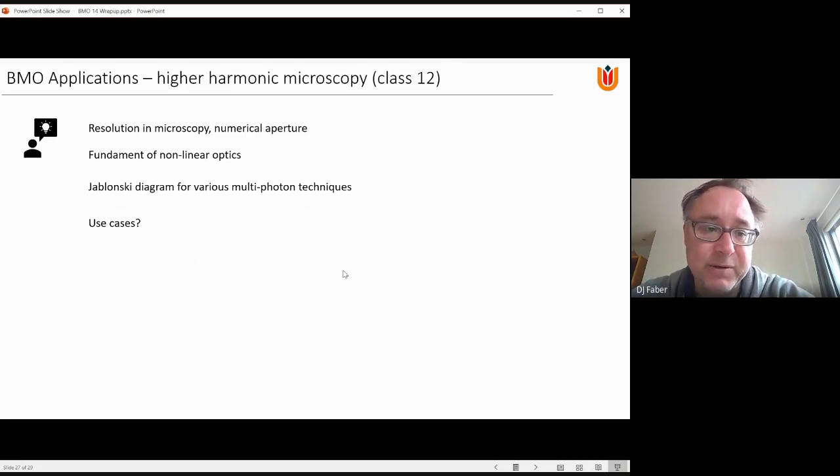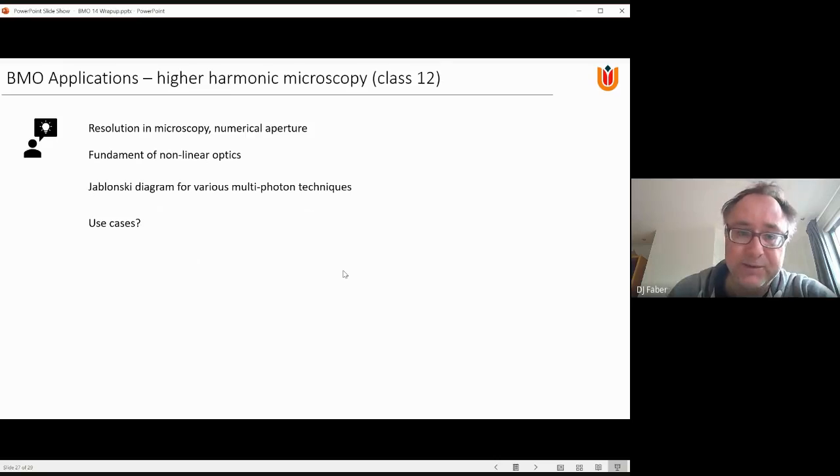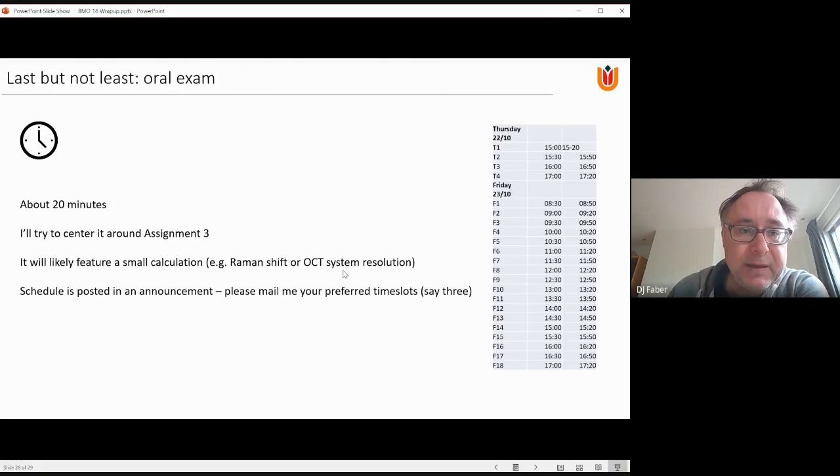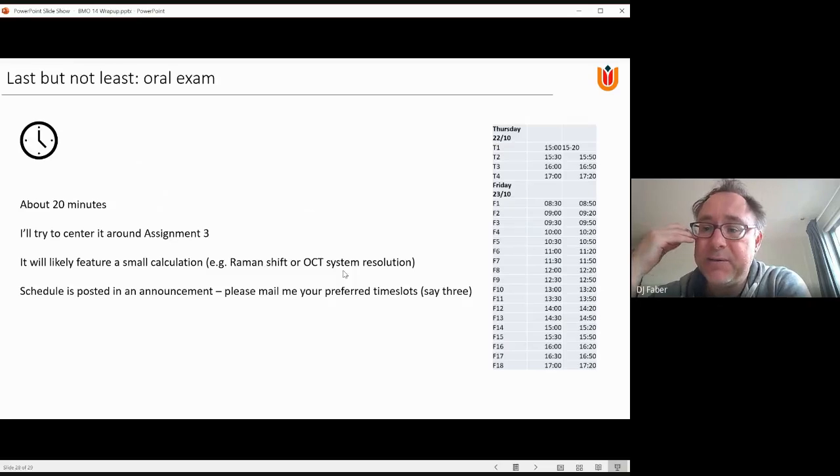And then there were again a few Jablonski diagrams for the various multiphoton techniques. 2-photon and 3-photon fluorescence, for example, and again, what can you do with it? Why would you use it, and what would be the benefit? What would be a drawback? Then I'm skipping Chavez class because you're working on that now, so not going to ask anything specific about that.